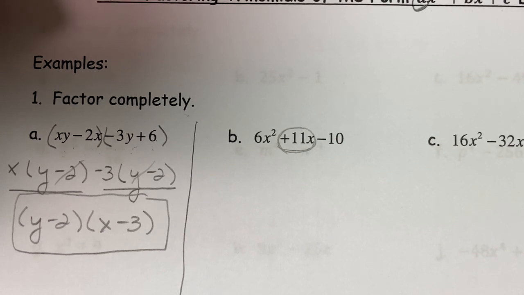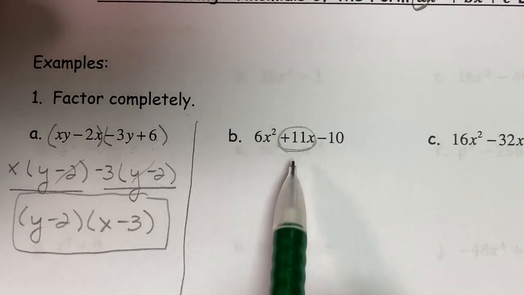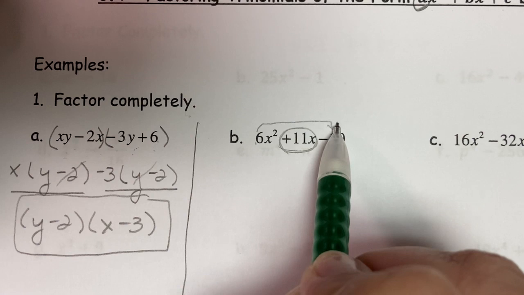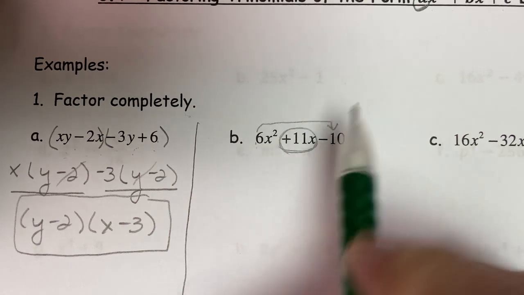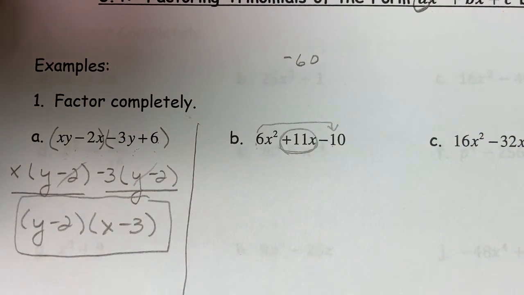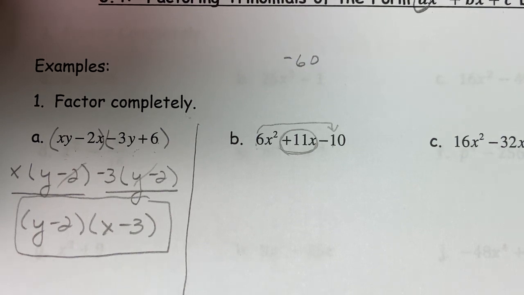In fact, if you wouldn't mind, don't write these down, and then you can pause the video and write it down when we're done. Here's how you figure out how to break up that middle term. You're going to take the first number and multiply it by the last number. 6 times negative 10 is negative 60. Now, you want to figure out 2 numbers that multiply together to get negative 60 and add together to get positive 11. So that means one has to be positive and one has to be negative.